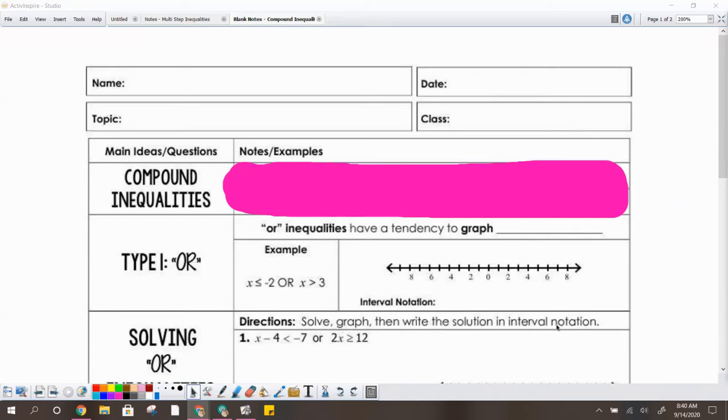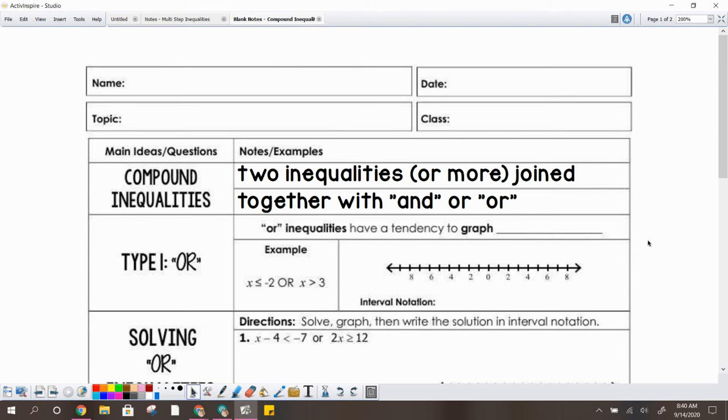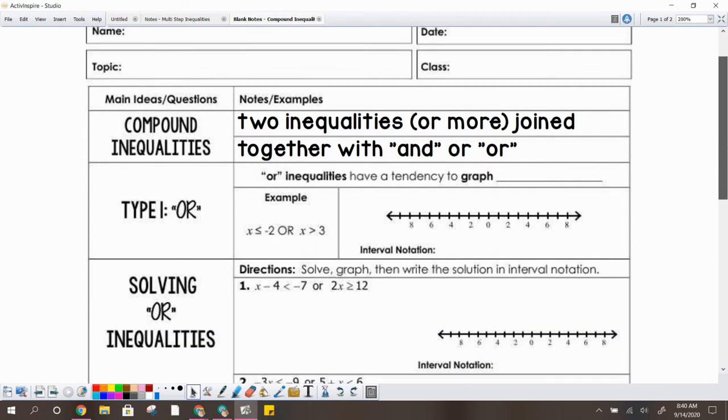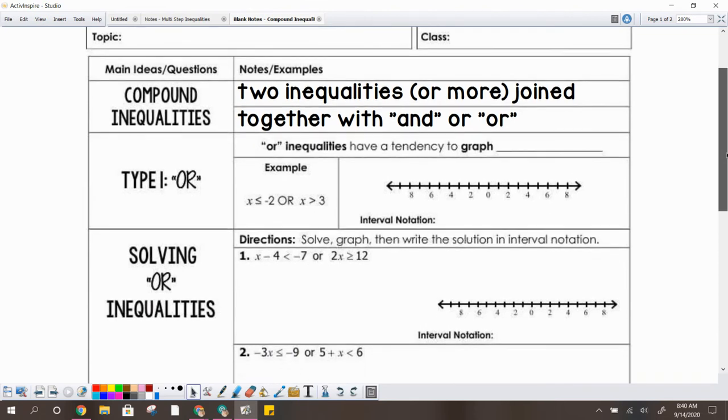Today we're going to talk about compound inequalities. Compound inequalities are two inequalities or more joined together with "and" or "or". Okay, so we're going to focus on the "or" ones first. Our "or" inequalities have a tendency to graph apart. You're going to have two inequalities on the same number line, and they're going to be graphed apart from each other.